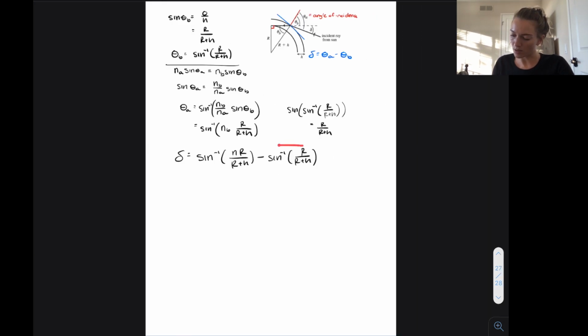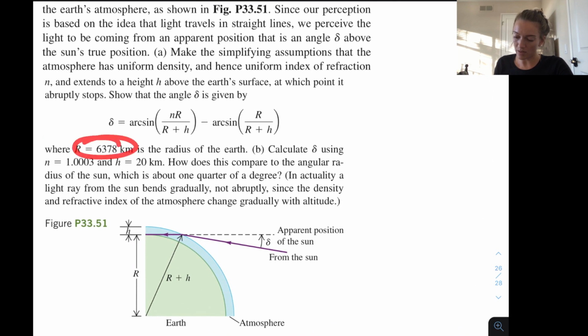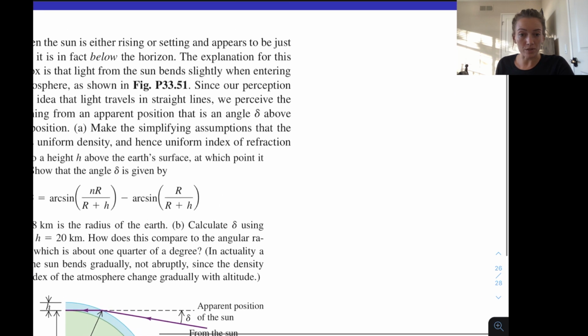But you can see that our two answers are the same. So that is the angle delta there. Now they want us to plug in some numbers. They give us the radius of the Earth in kilometers, the index of refraction of air is 1.0003, and the height of the atmosphere is 20 kilometers. So you can just plug those things in, making sure you convert kilometers to meters. Just plug those numbers into this formula, and you'll get a number for delta.